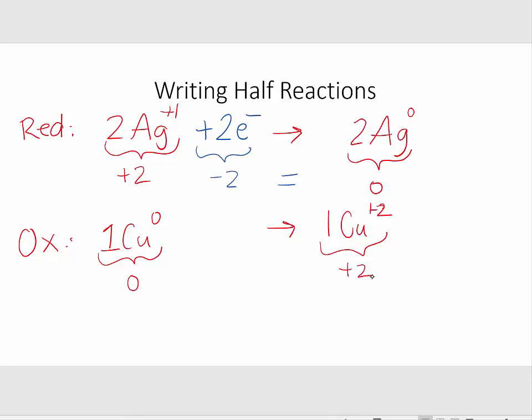So now, where do I need to add electrons to make this balance out? Well, I've got to add electrons to the side that's higher to bring the total charge down. And I have a +2 on the right-hand side. That tells me I need to add 2 electrons on the right-hand side to cancel those 2 out. So now I have 0 is equal to +2 minus 2. That is now balanced. All right. So now we have successfully written our 2 half reactions.